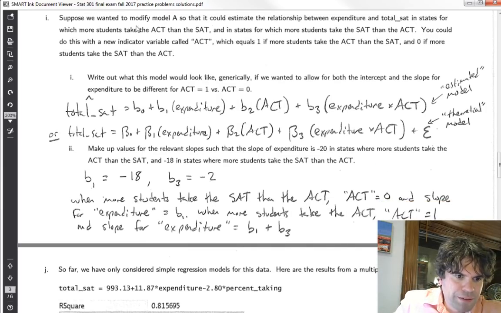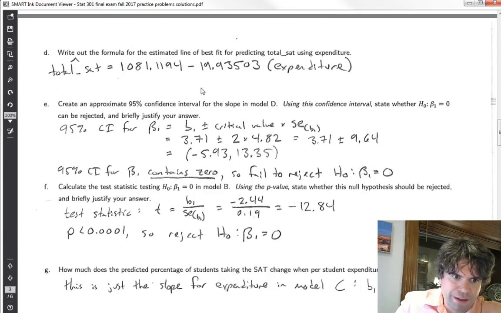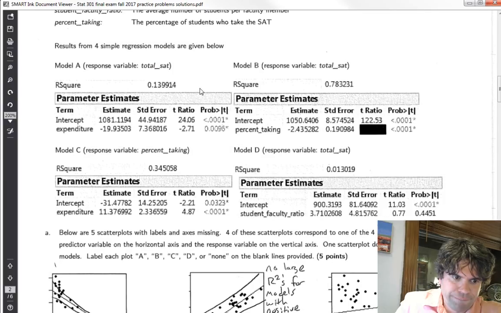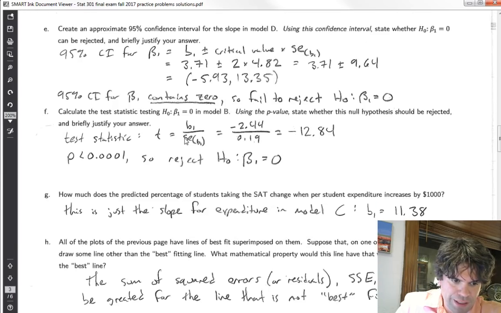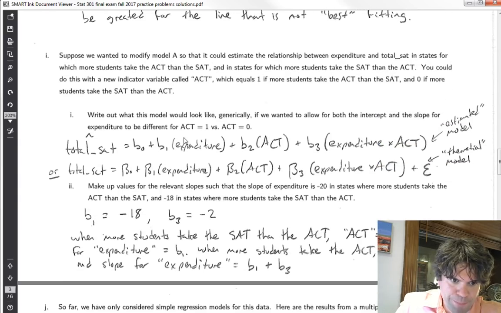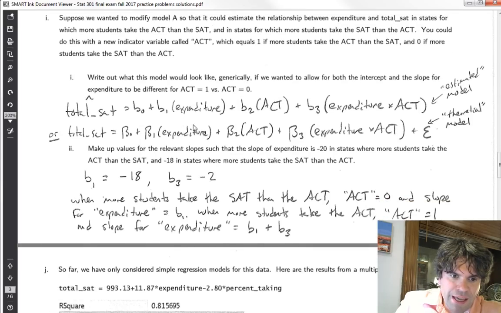Suppose we want to modify Model A. Let's go look at Model A. Model A has total SAT, so the average total combined SAT score in that state, as the response variable, and expenditure, so this is average per student expenditure in thousands of dollars, as the predictor variable.